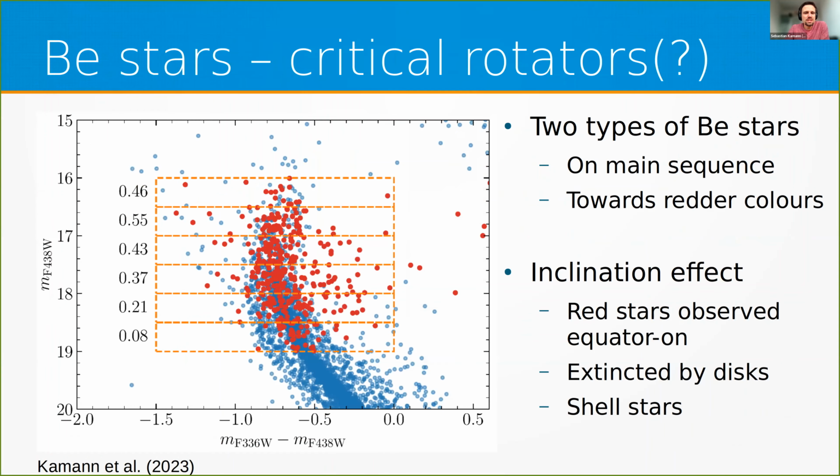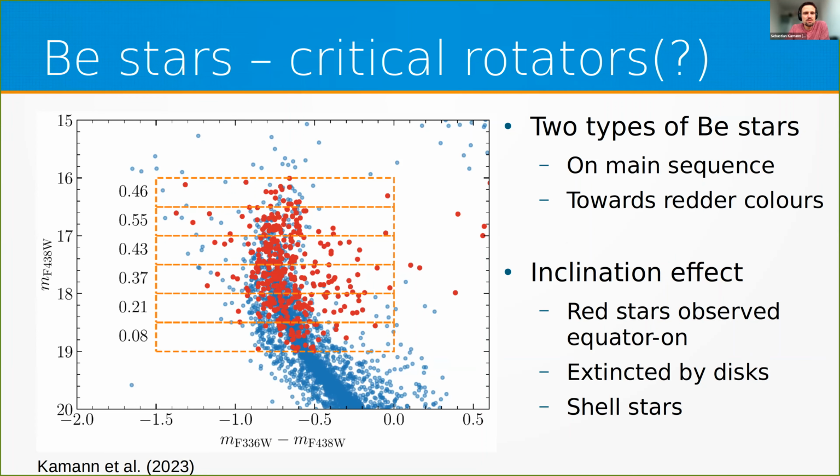But what's also interesting, when we look back at the BE stars here, is that there seem to be two types of BE stars. So we have a main population on the main sequence, and then we have another quite rich population that's redder than the main sequence. And this can be explained by an inclination effect, in the sense that these redder stars are observed equator-on. So we're looking at the star through its disk. And then we get some extinction by the disk, and then we have this so-called shell star phenomenon.